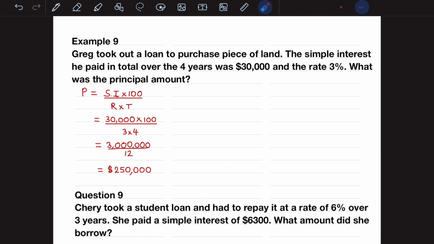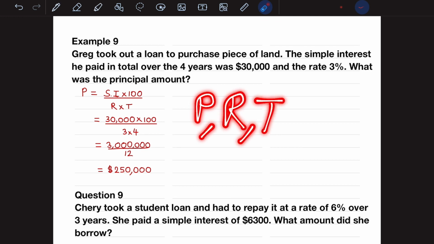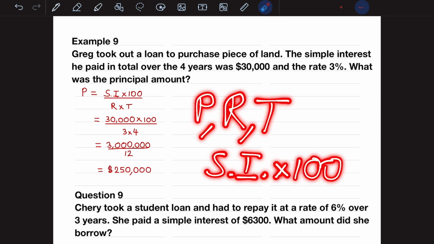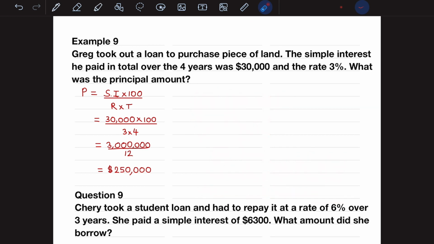Right, so far we can see principal, rate, and time have a similar formula, which is simple interest multiplied by 100 over the other two terms that we have. So it's either principal by rate, or rate by time, or principal by time, depending on what you have and what you need. All right, so that should be straightforward. So go ahead and try question 9 now.